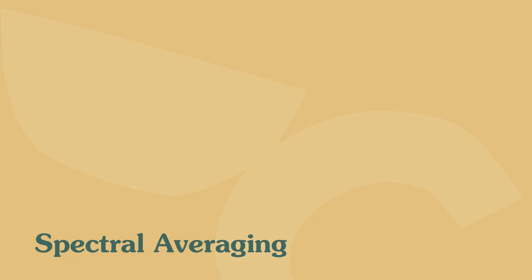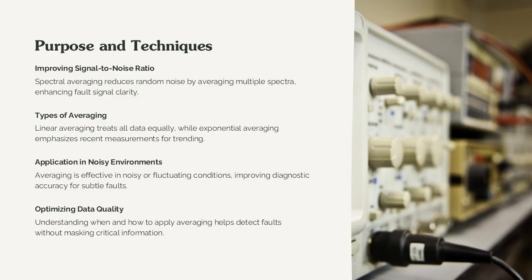Purpose and techniques. Spectral averaging is a technique used to improve the signal-to-noise ratio in vibration analysis. By averaging multiple spectra, random noise is reduced, and consistent fault-related signals become more prominent. There are different types of averaging, including linear and exponential, each with specific applications.